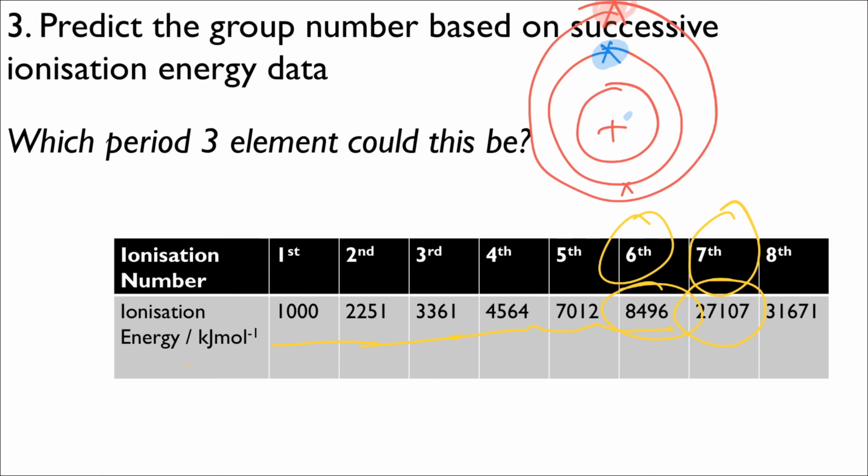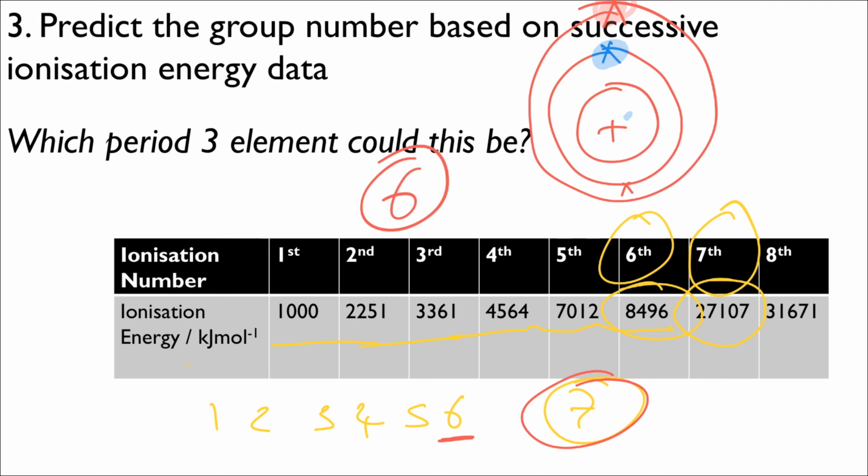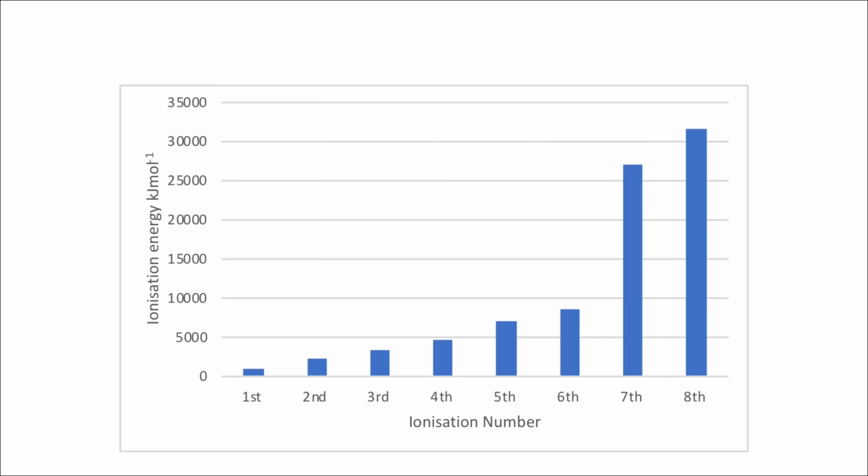So think about that. We're removing 1, 2, 3, 4, 5, 6 electrons with a sort of steady increase, and then all of a sudden the 7th electron is really hard to remove. That is because there must be 6 electrons in the outer shell, the main shell, and then the 7th electron has gone into a brand new shell. So therefore it is in group 6. Which element is in group 6 of the periodic table, period 3? It's sulfur.